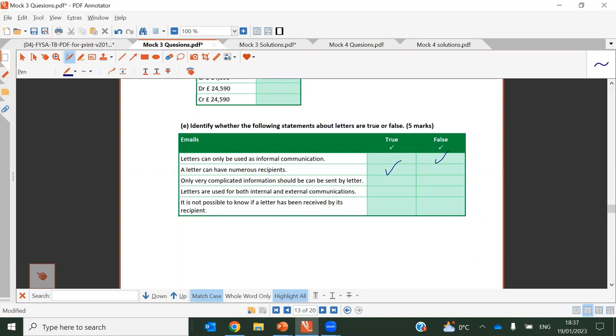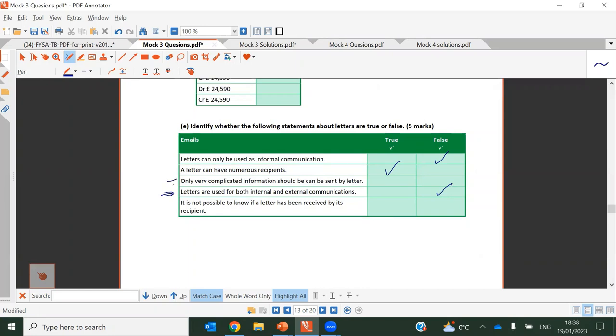So part E, we are sort of here. Letters are used both internally and externally. Well, not really. You don't normally send a letter to your colleague in the office, do you? You would either walk over and talk to them, or send them an email. I wouldn't necessarily say that letters are both internal and external. I actually missed one, didn't I?